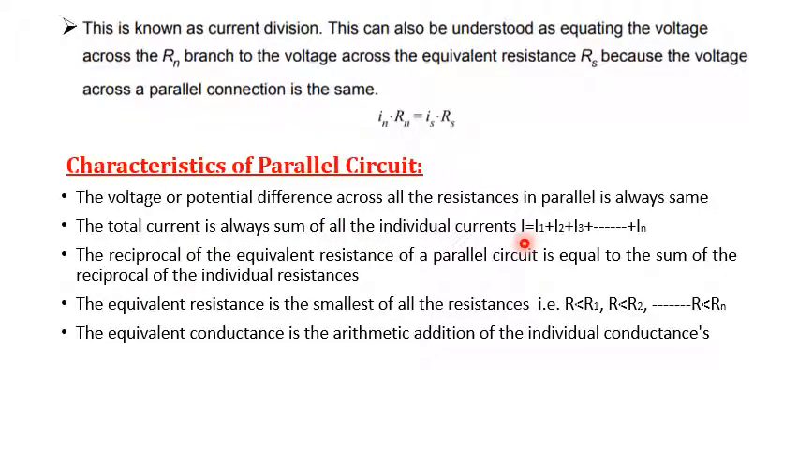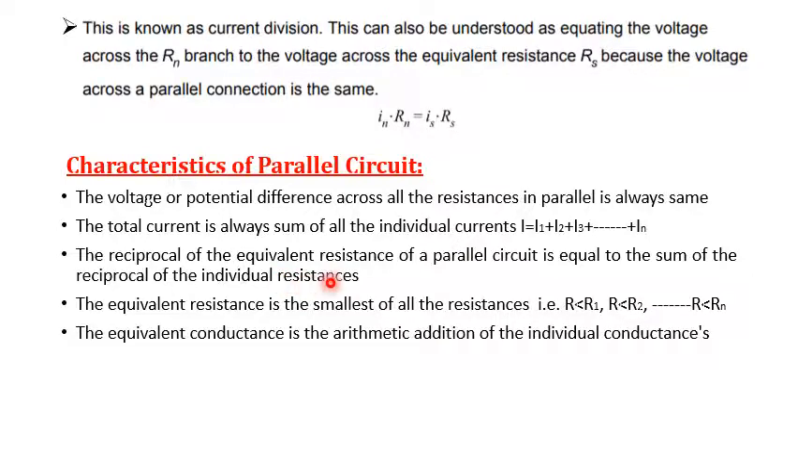So here the current will be divided. The net current or the total current is the sum of the individual currents, that is I is equal to I1 plus I2 plus I3 and so on up to In.